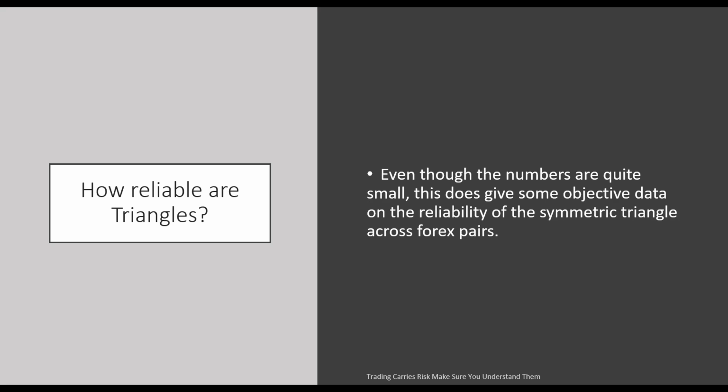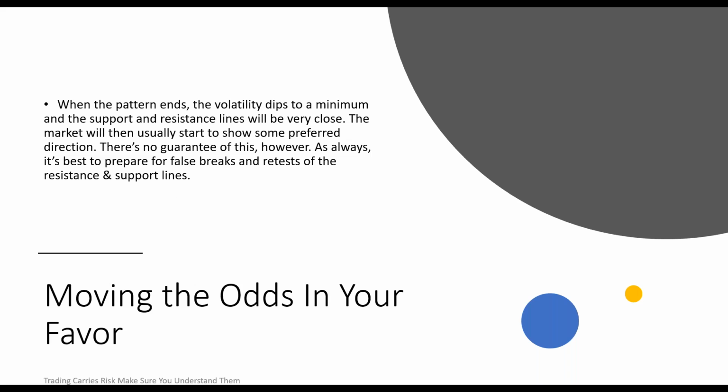So even though the numbers are quite small, this does give some objective data on the reliability of symmetrical triangles across 4x pairs. When you add on just analyzing it based on the price breakout, waiting for the third candle, and looking for that surge in volume, you move up to about a 75% success ratio.